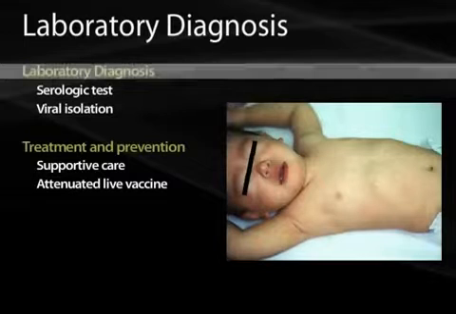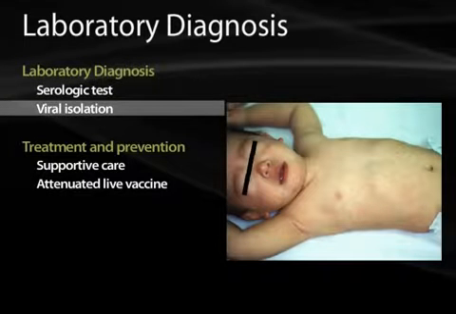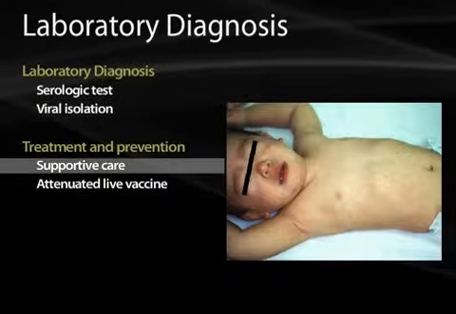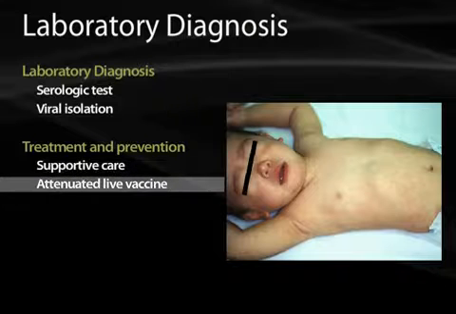Lab diagnosis is often by serologic testing and viral isolation. The treatment is supportive care. To prevent it, we give an attenuated live vaccine.